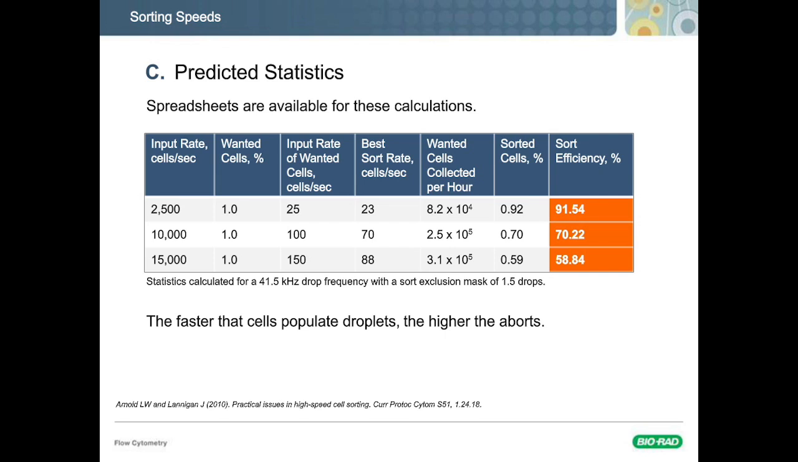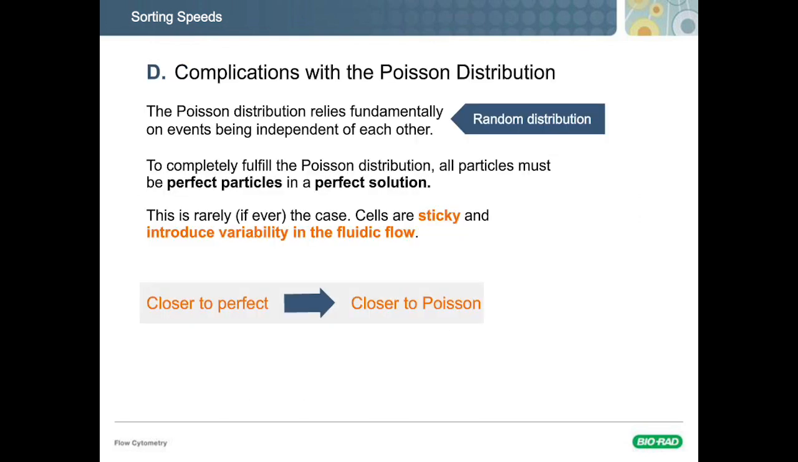To further complicate that is the fact that the Poisson distribution and all of the math built around it is assuming that everything is perfectly random.